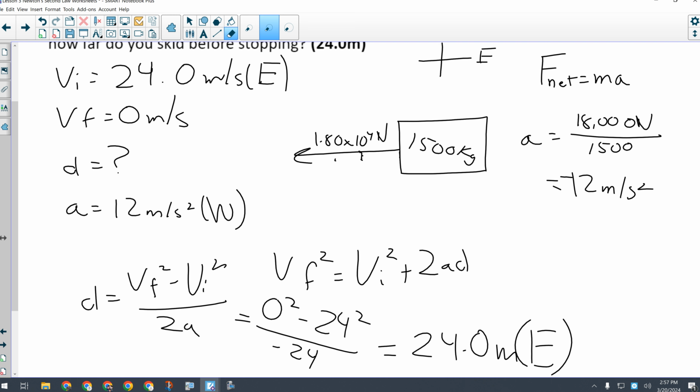Now, on that question, would I have to write east? How far do you skid? How far is distance, not displacement. On a test, I probably wouldn't mark it wrong if you wrote east, but it's not necessary because they did ask just for distance when they said how far.